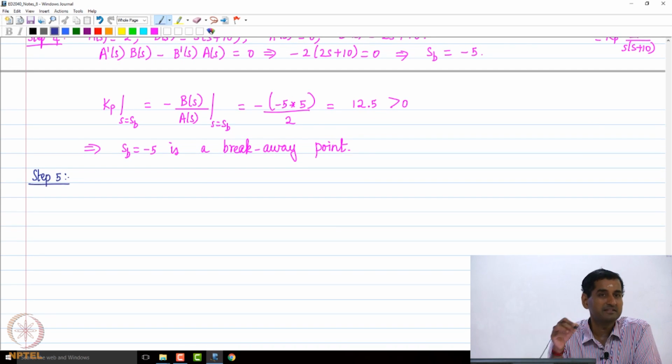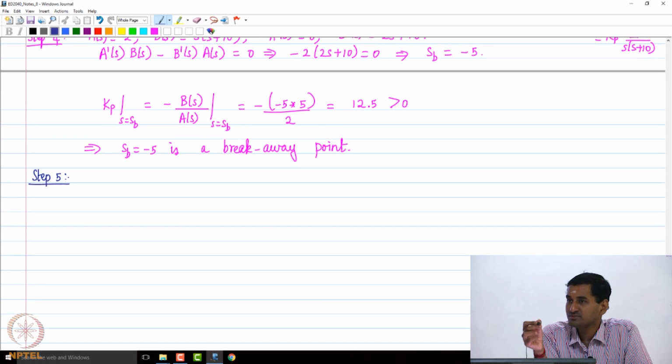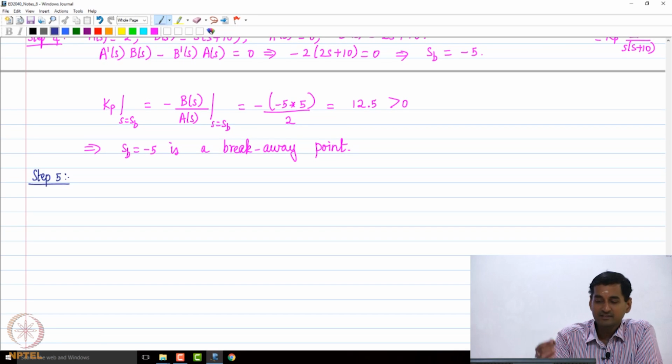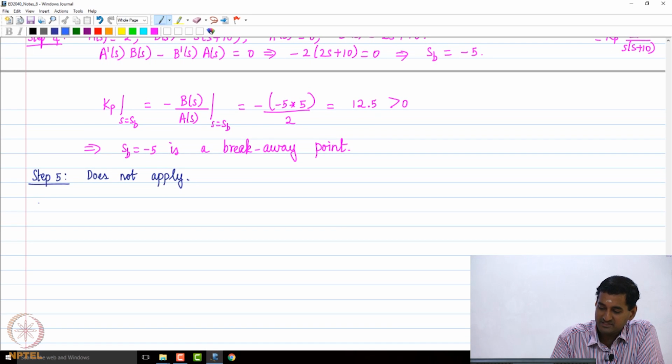So we will go step by step, right? Step 5 was to get the angle of departure or angle of arrival, right? But it does not apply here. Why? Because there are no complex open loop poles or complex open loop zeros here, right? So step 5 does not apply for this problem.